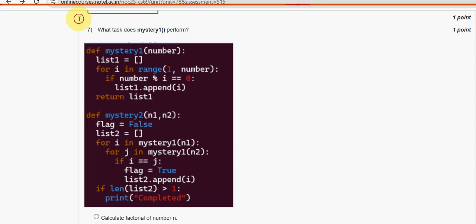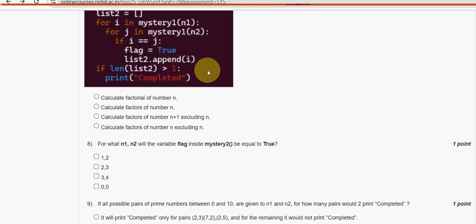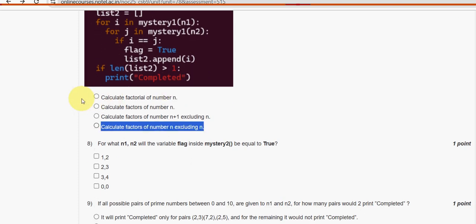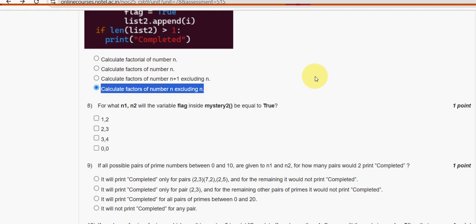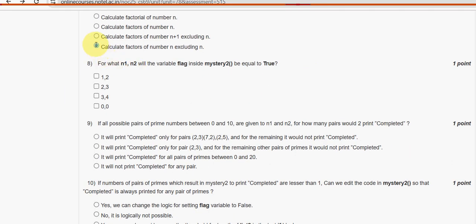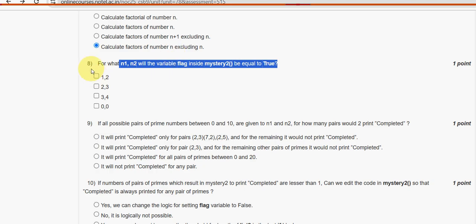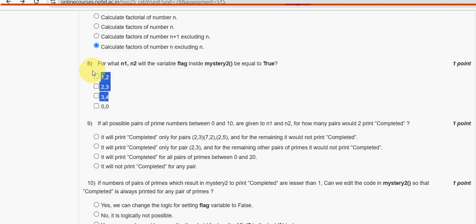So seventh question: what task does mystery one function perform? The answer is the fourth option: calculate factors of number n excluding n. Next, the eighth one: for what n1 and n2 pair will the variable flag inside mystery2 be equal to true? I am going with the first three options, guys.